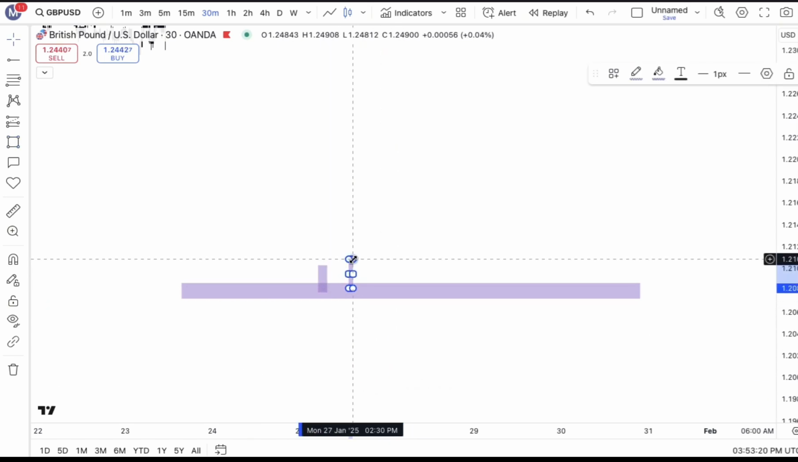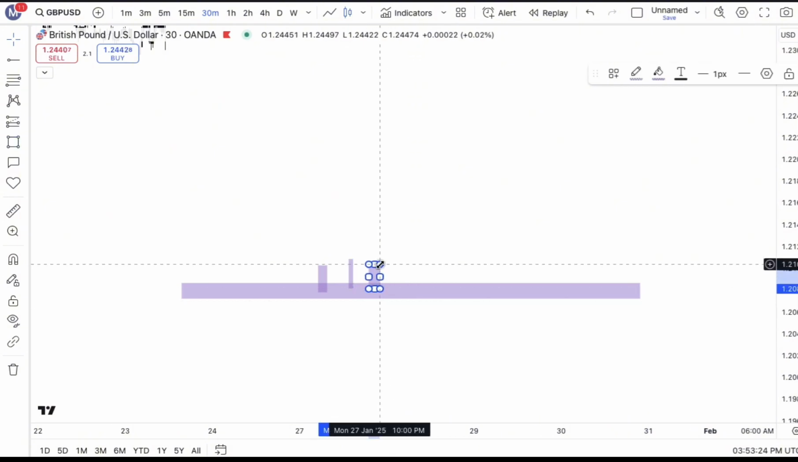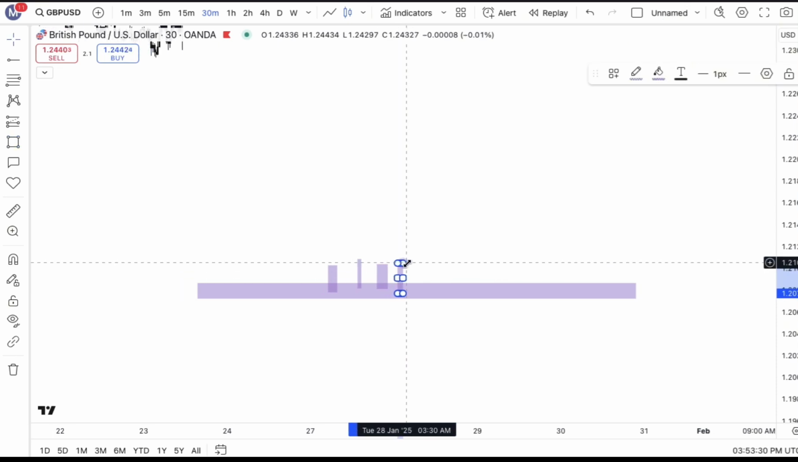We have a candle here. These aren't that pretty, okay? And we also have a candle here, okay? Let's just say we have multiple candles here, guys.